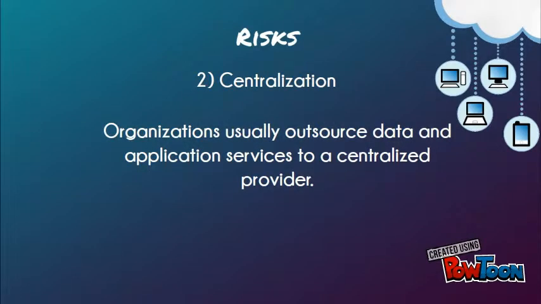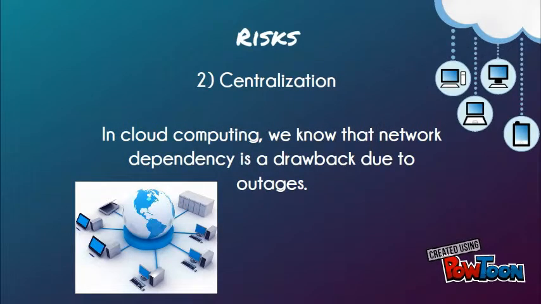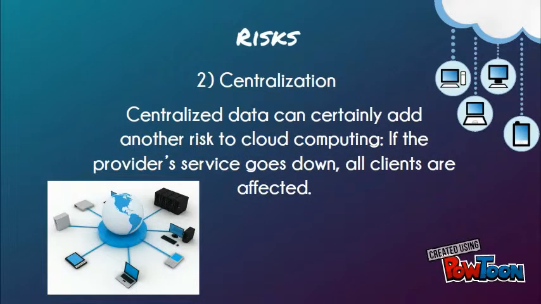2. Centralization. Organizations usually outsource data and application services to a centralized provider. In cloud computing, we know that network dependency is a drawback due to outages. Centralized data can certainly add another risk to cloud computing. If the provider's service goes down, all clients are affected.